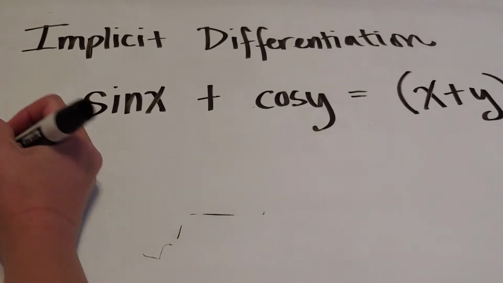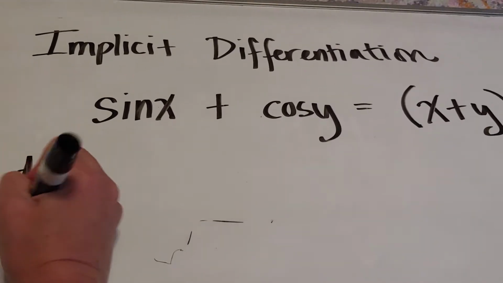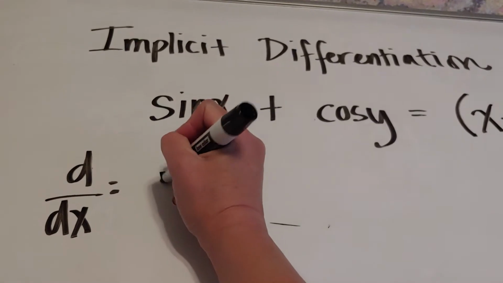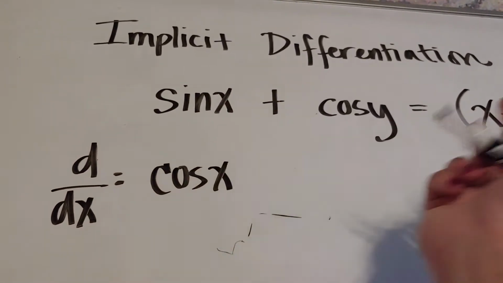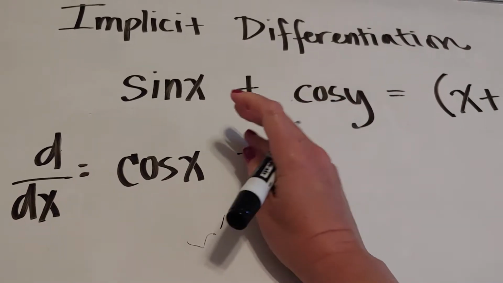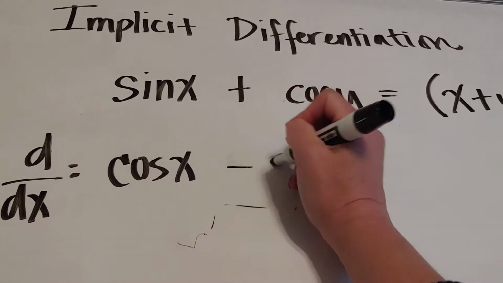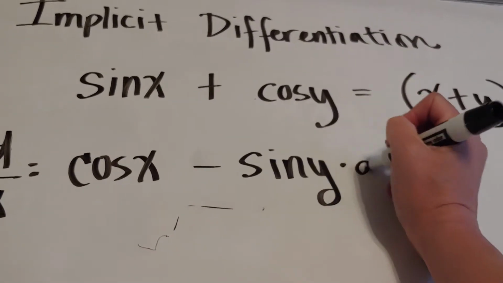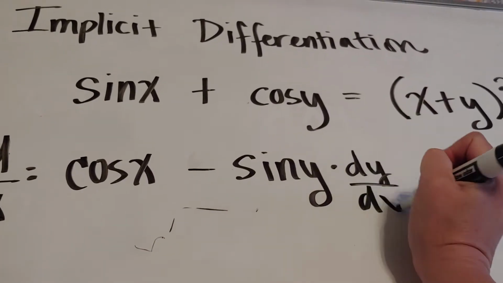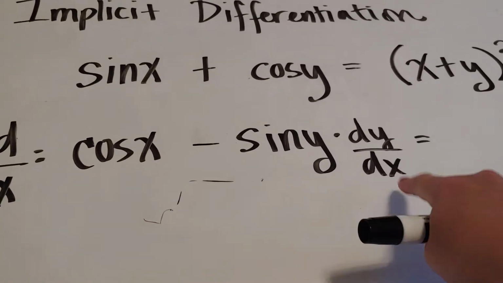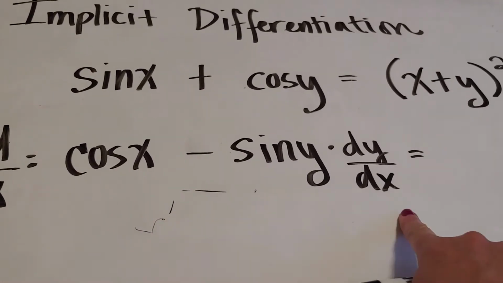So here we go. I'm going to take the derivative with respect to x. All right. The derivative of sine is cosine, and it's an x, so it gets to just chill. The derivative of cosine y is negative sine y, but y is not an x, so I have to tag it with a dy dx. Remember, if it's a y, you have to tag the dy dx. Okay, so this side is good.